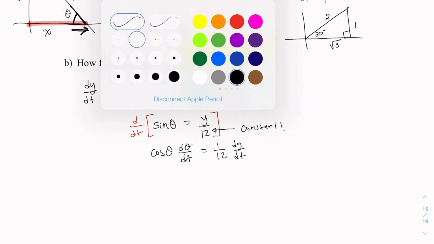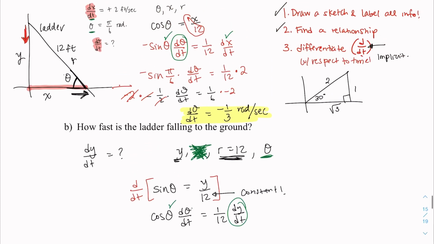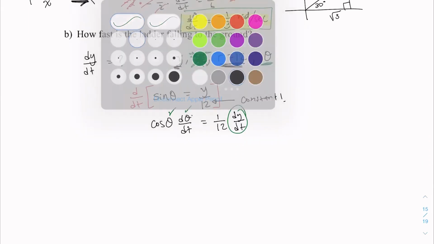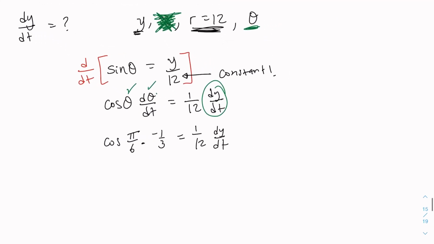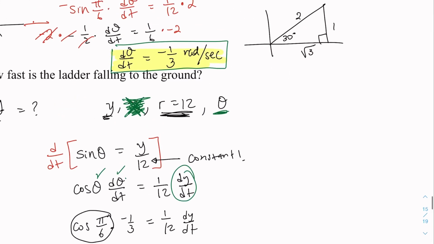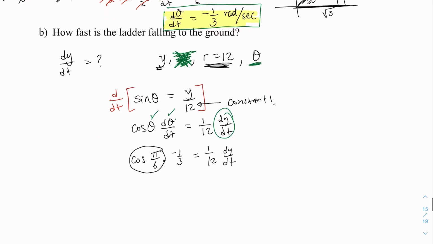Let's again circle what we need. We need dy/dt. And make sure we check off everything else. We know theta is pi over 6. We know d theta/dt from our previous answer is negative 1/3. And now let's plug them in. So cosine of pi over 6 times negative 1/3 equals 1/12 dy/dt. Let's find cosine of pi over 6 using the drawing we already made. Cosine is x over r, so it's going to be root 3 over 2 times negative 1/3 equals 1/12 dy/dt.